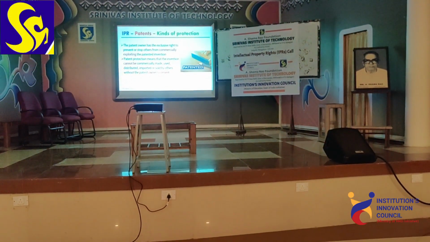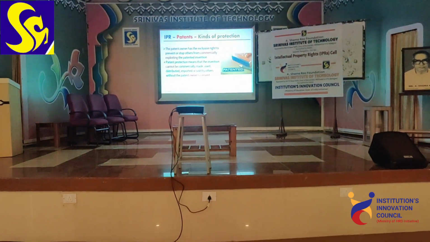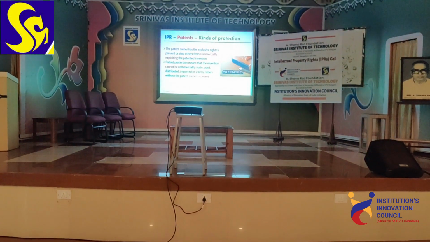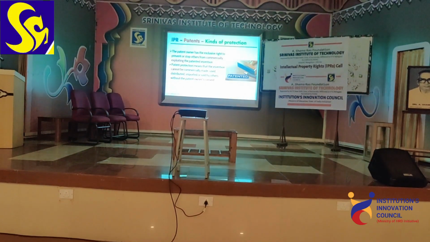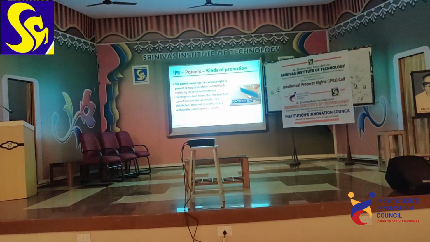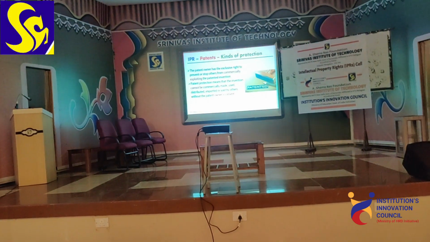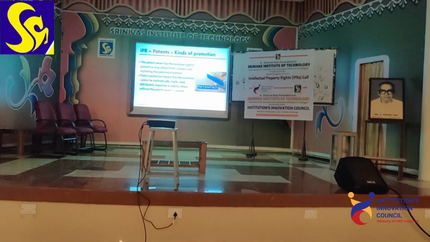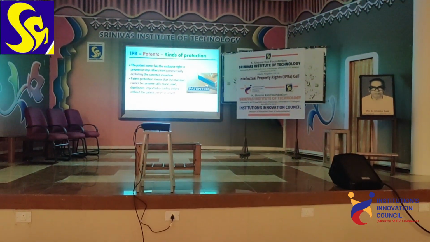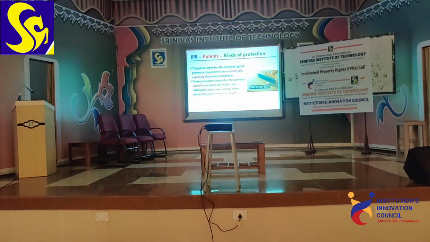So what kinds of protection do you get once you are granted the patent? The first one is that the patent owner has the exclusive right to prevent or stop others from commercially exploiting the patented invention. Patenting is done for that purpose. If you think there is something from which you can make money, you should apply for a patent. And if someone else copies your invention and takes advantage of it commercially, then you can always take him to the courts.